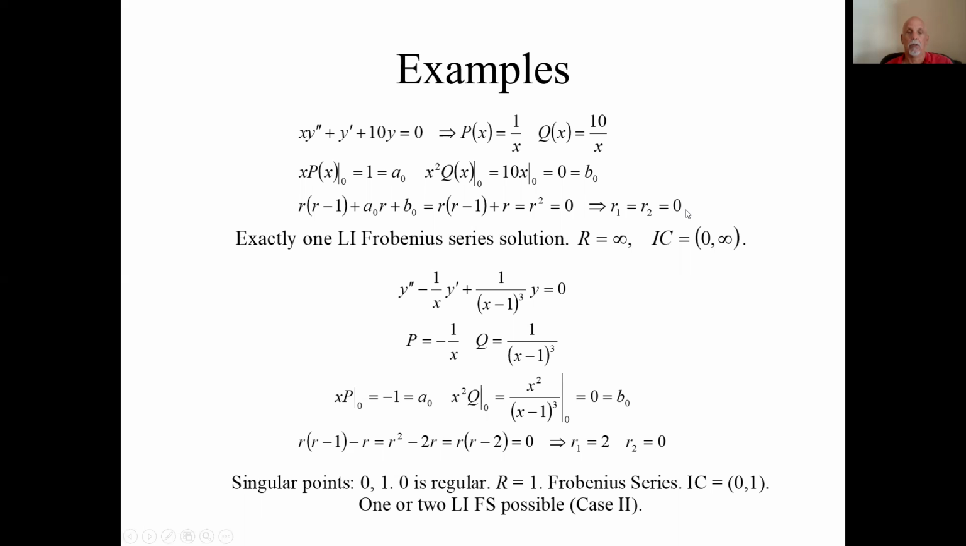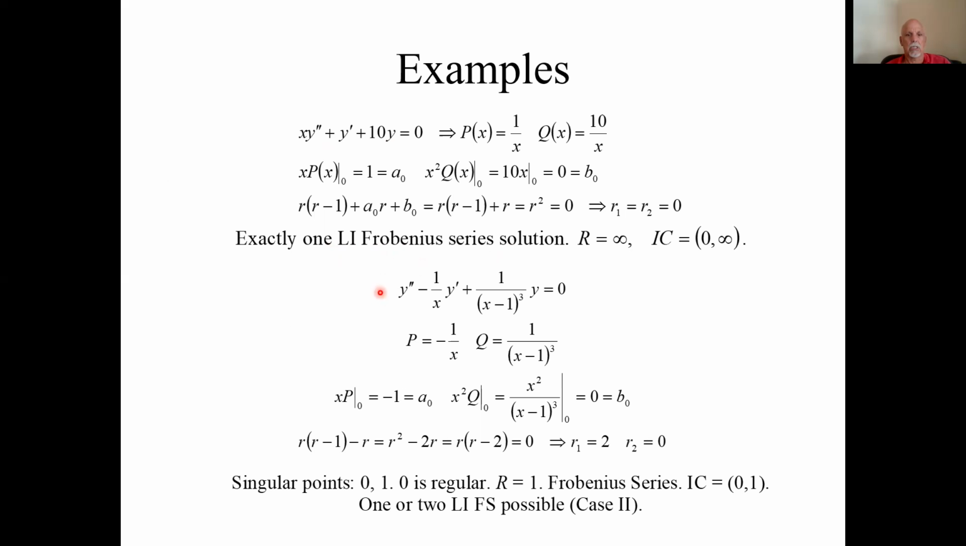That's where the initial roots differ by the integer 0. That's the case in which you're only going to get one linearly independent Frobenius series solution. And because that's the only singular point, the radius of convergence is infinity and the interval of convergence is 0 to infinity. Exactly one Frobenius series solution. The other linearly independent solution will involve the natural log of x, and we're not dealing with that in my course.